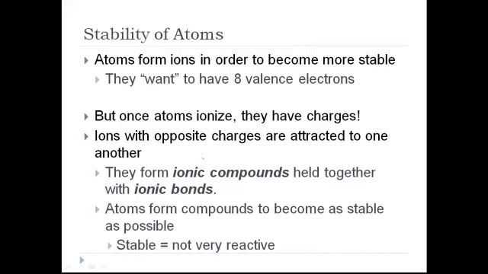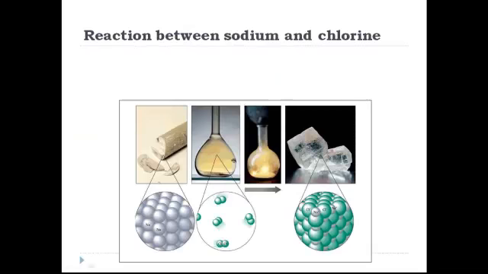When two ions with opposite charges come into contact with each other, they're attracted to each other. They'll form an ionic compound held together with an ionic bond. This attraction is an electrostatic attraction. It pulls the ions together and it forms a compound. This compound is more stable than either of the ions separately. And stability means that an atom is not very reactive anymore when it has formed a compound.